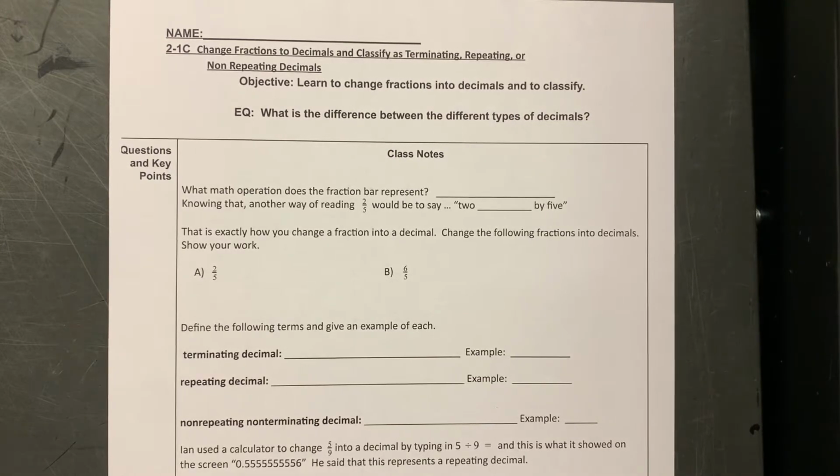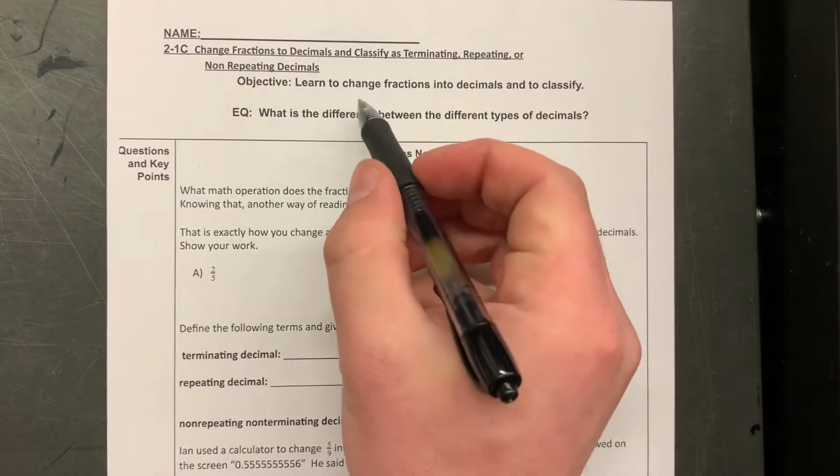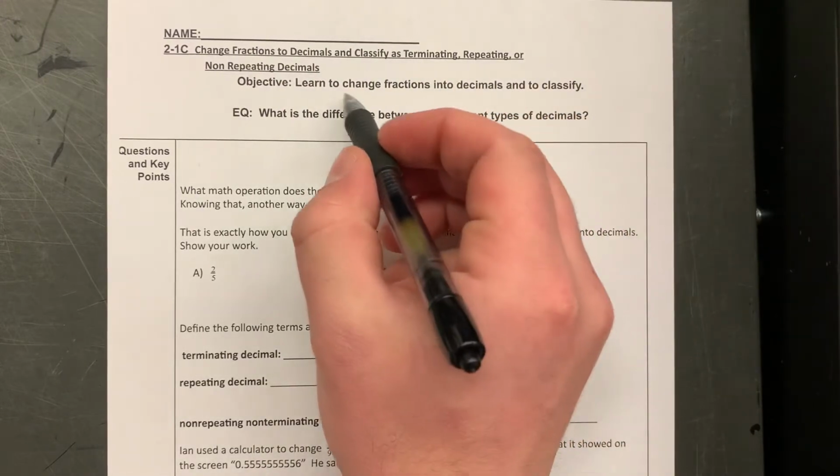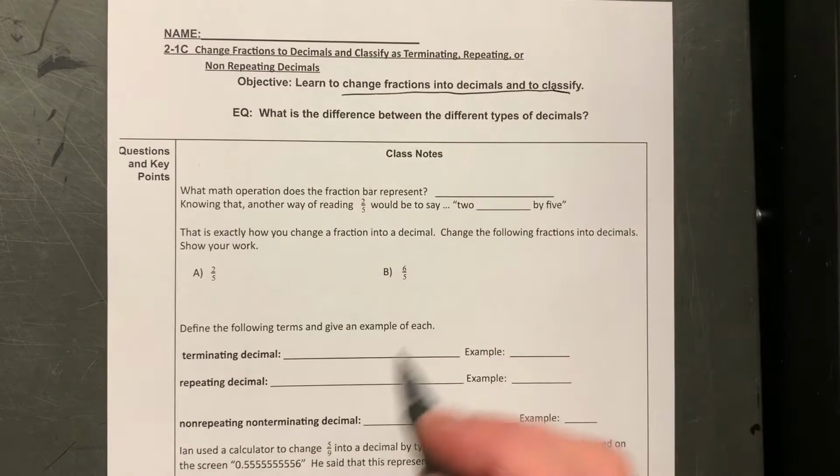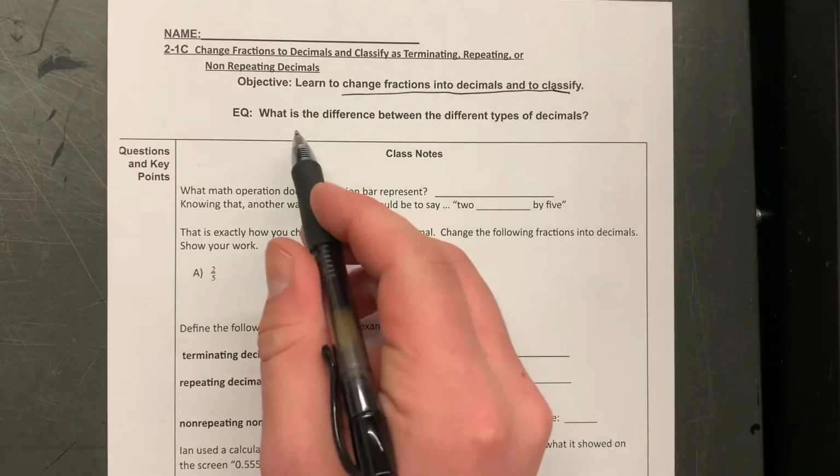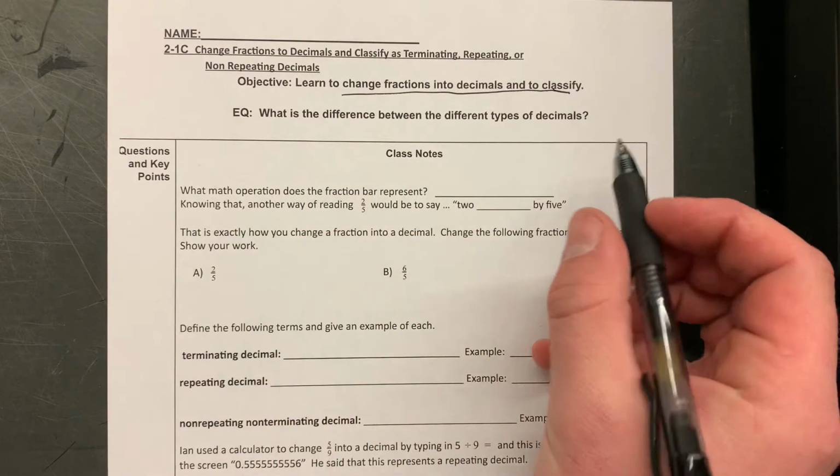Here are your guided notes for 2-1C, changing fractions to decimals and classify as terminating, repeating, or non-repeating decimals. Our objective today is to learn to change fractions into decimals, and to classify. Our essential question is, what is the difference between the different types of decimals?